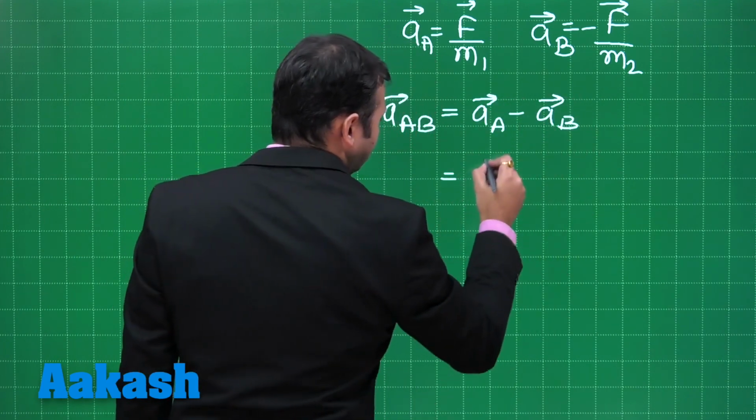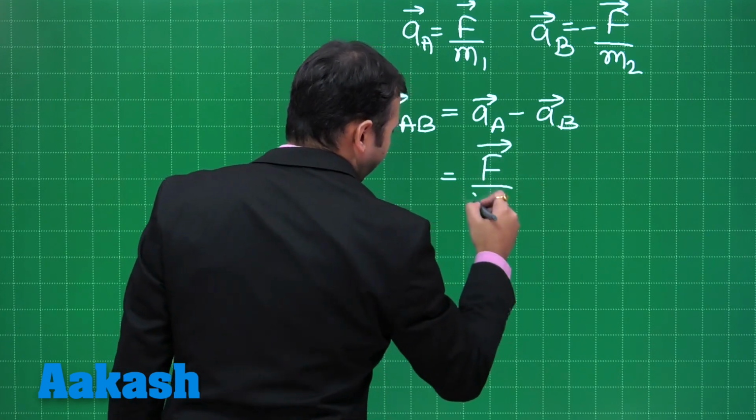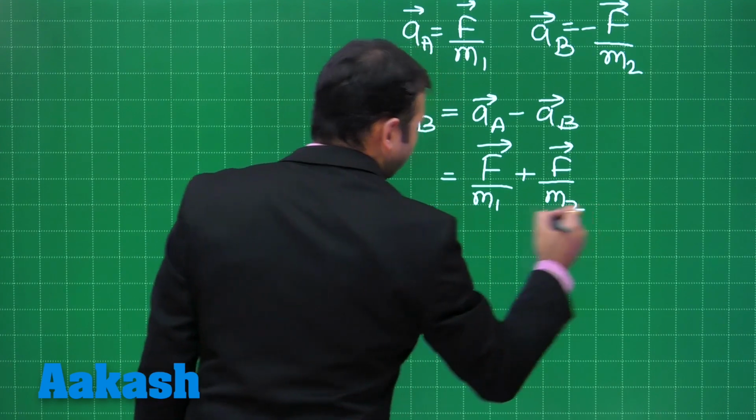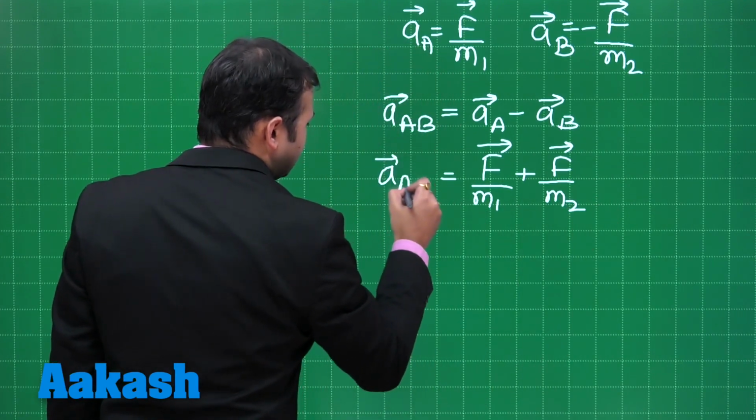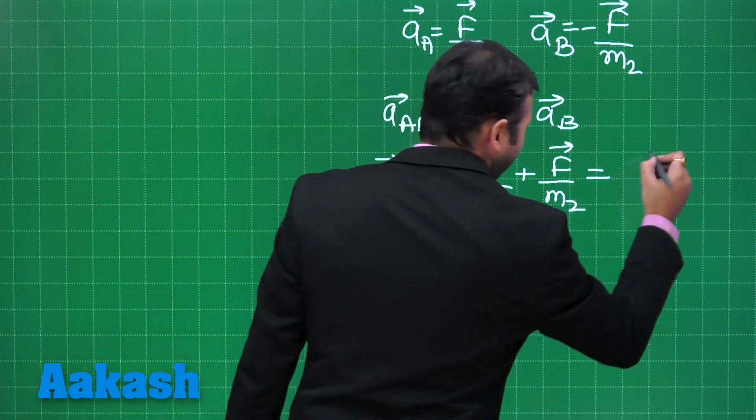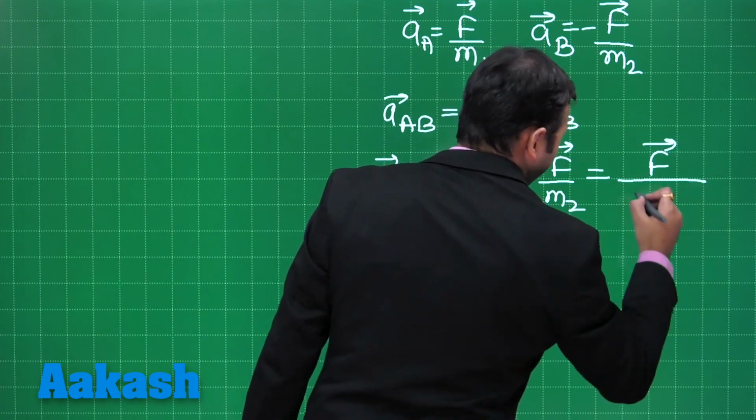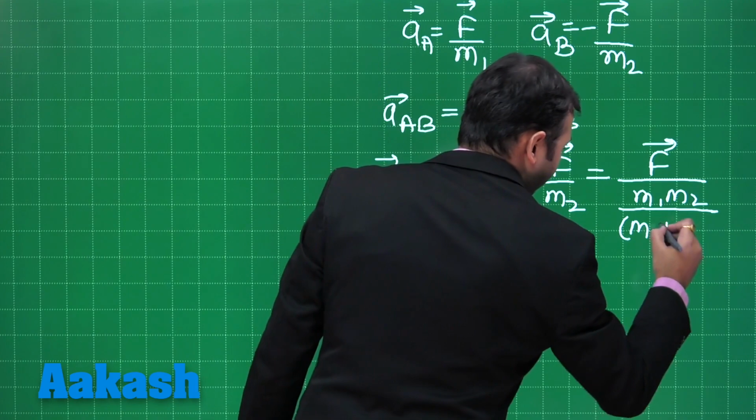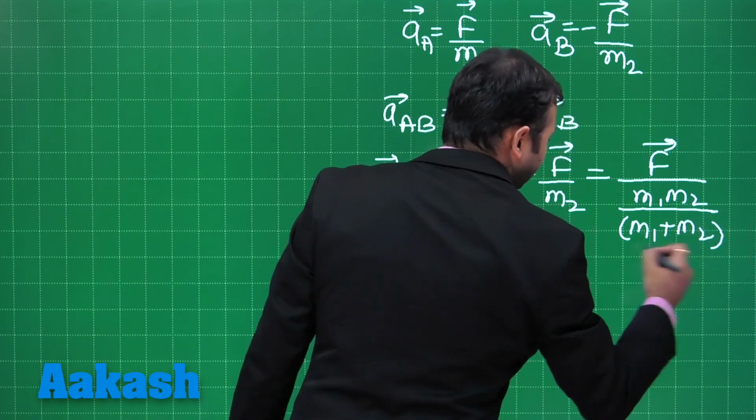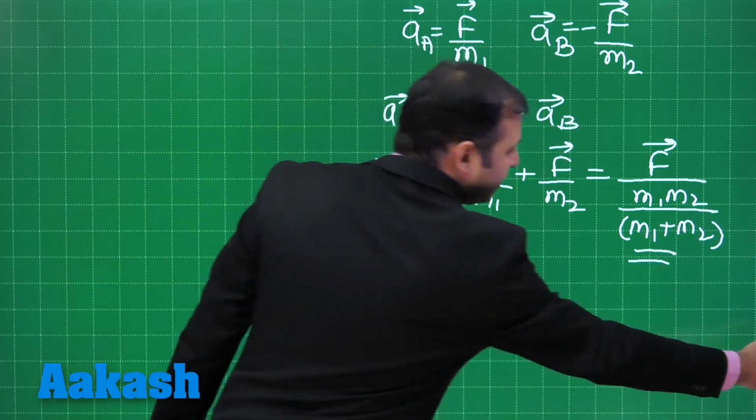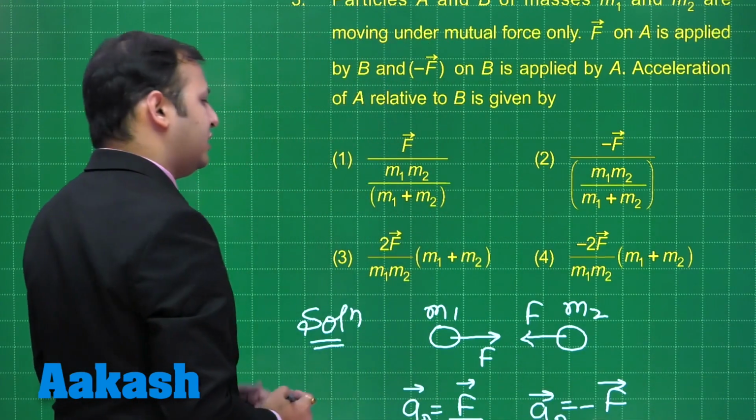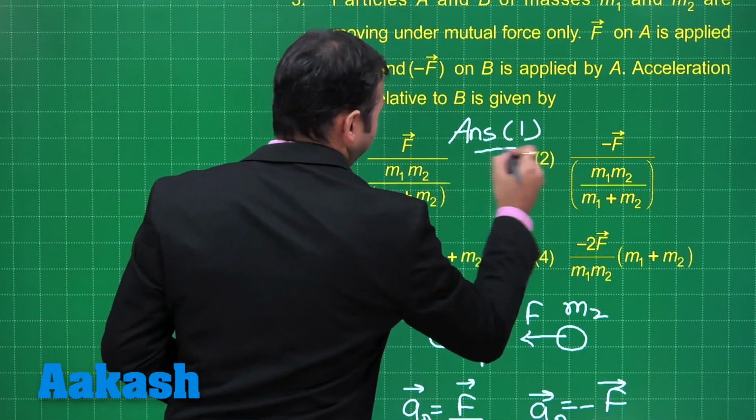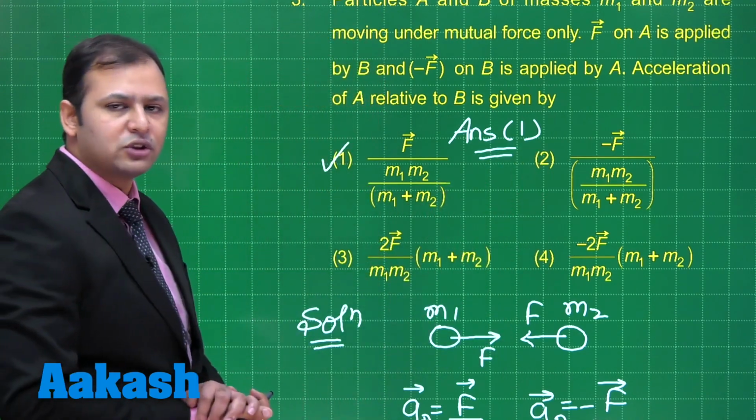When you put down the values, you will get F vector by m1 plus F vector by m2, right, friends? Now you will simplify this to F vector times m1 plus m2, divided by m1 m2. Now let's see which is the best suited option here. Among the four options given, yes, option number 1 is the correct answer to this question. Now let's move on to our next question, that is question number 4.